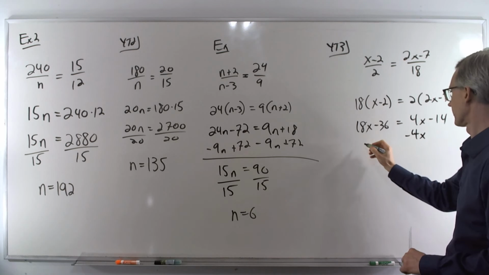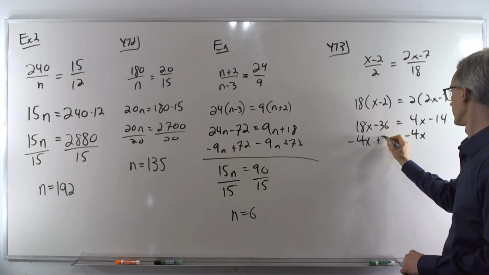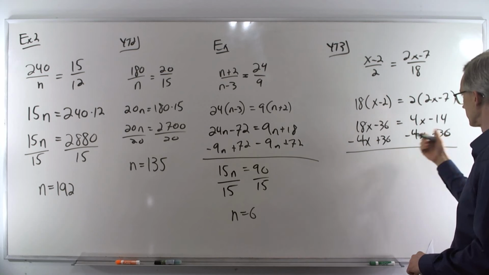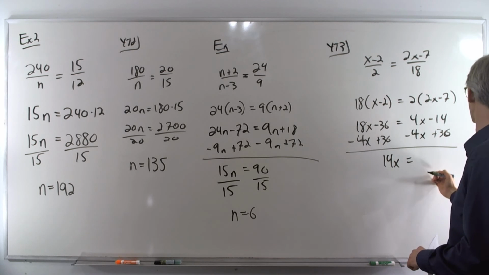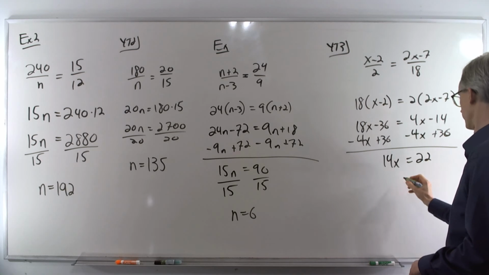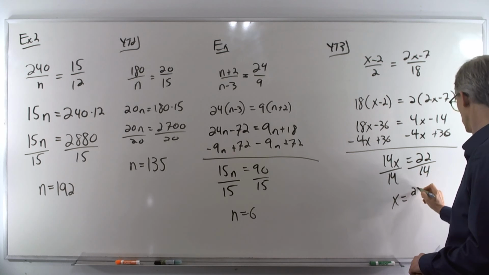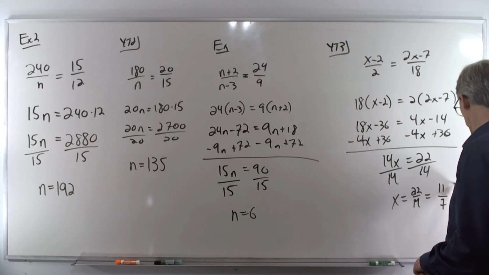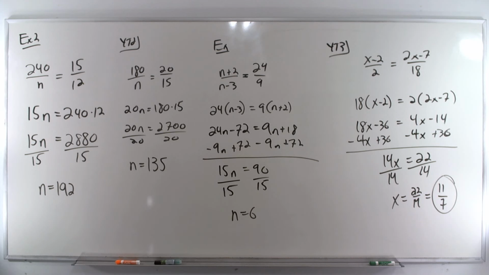I'm going to subtract 4x from each side. That'll move all the x's to the left, and then add 36 each side. And that'll take all the numbers and move them to the right. So 14x equals 22, divided by 14, and x equals 22 over 14, and then reduce that to 11 over 7. Make sure if you express an answer with a fraction, that fraction is reduced to lowest terms.